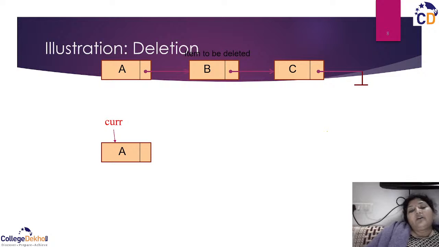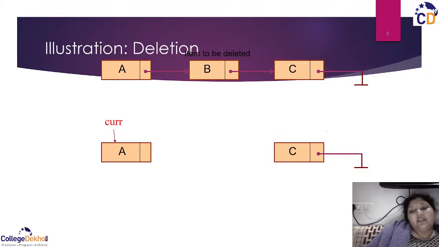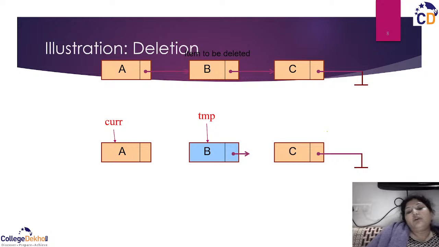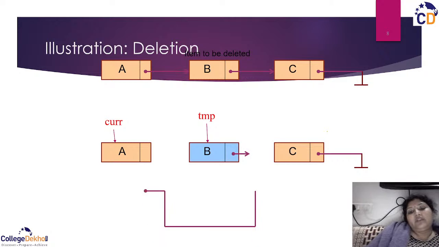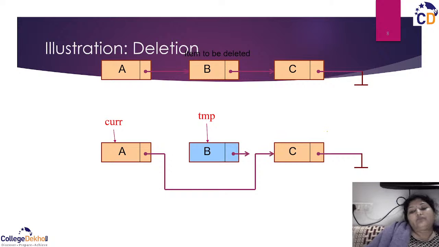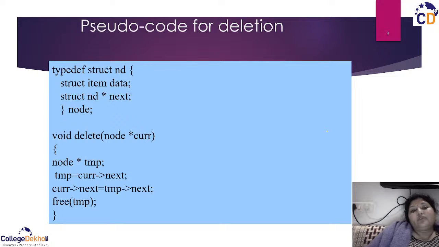So you may be thinking we have to delete the connection of B between C and A and directly connect the C address to the A part. So this is the B, which we have to move into some temporary node and then we delete it. So this is how we are connecting it. We are putting the B node in a temp, and current will be holding the address of the C variable, right? So we have the pseudo code for this.